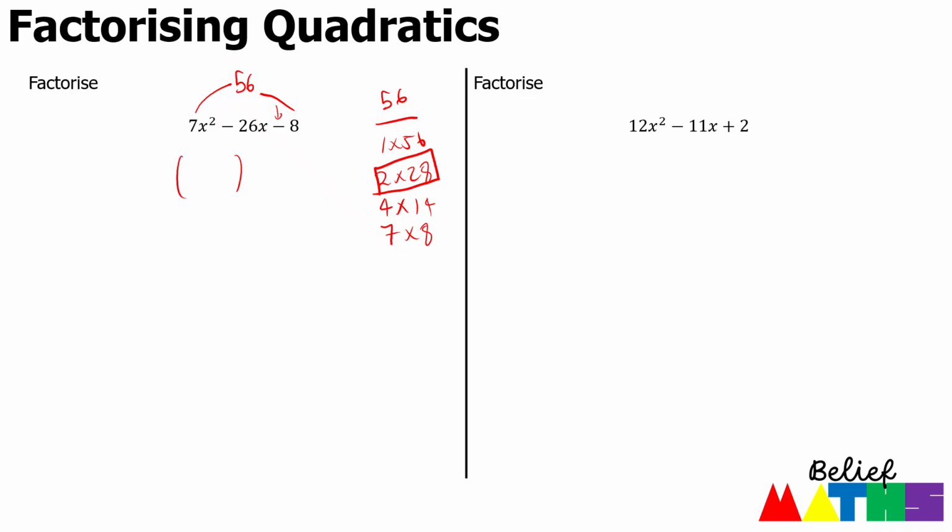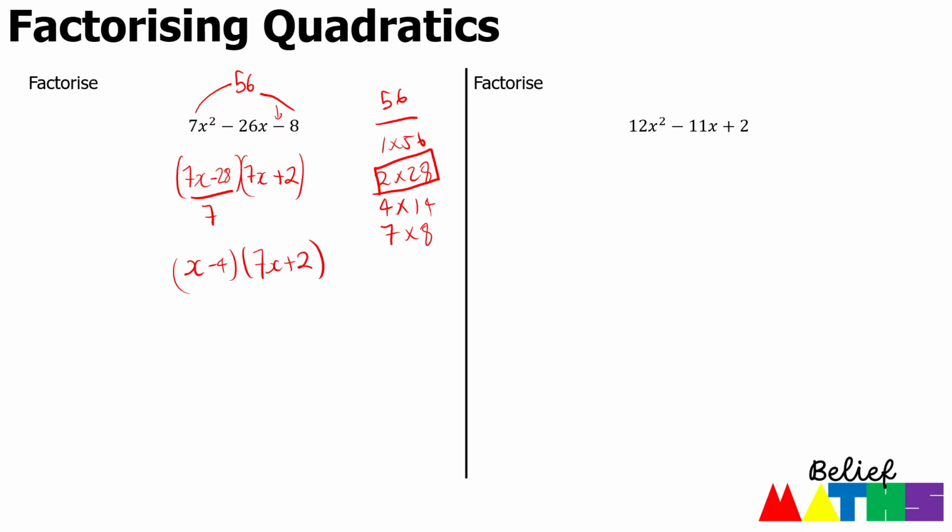So we can open up our double brackets. We're going to put 7x into each of those brackets. And we're going to have minus 28 and plus 2 to give us our minus 26. Then to finish off, we can just divide one of our brackets by 7, which is going to be our first one in this case. And we get x minus 4 and 7x plus 2.